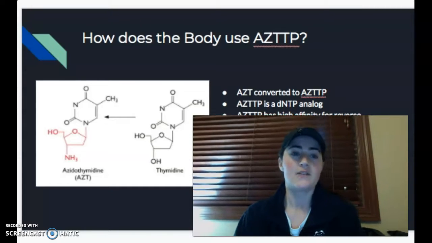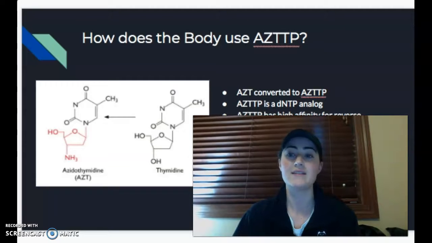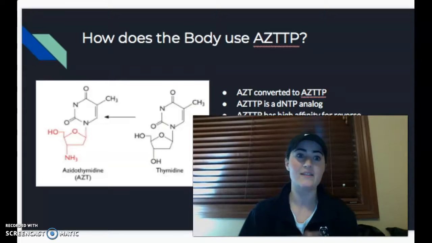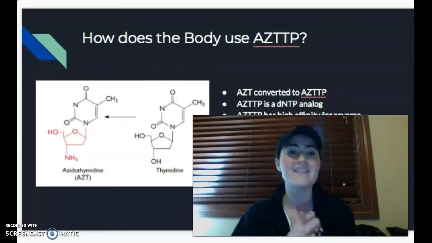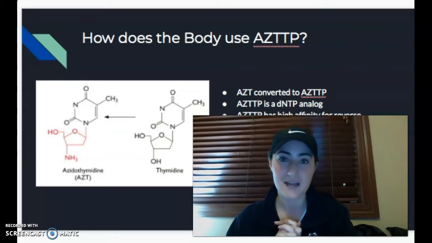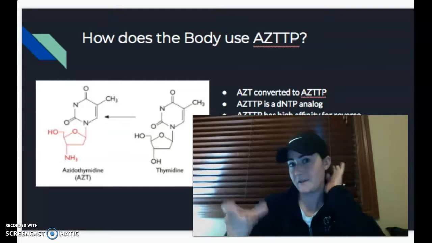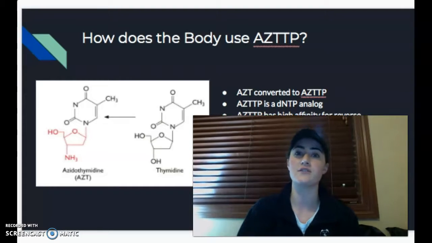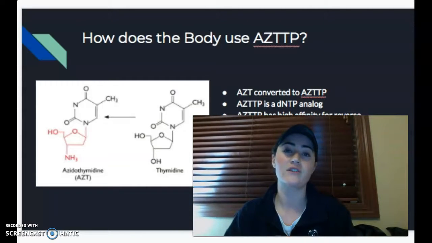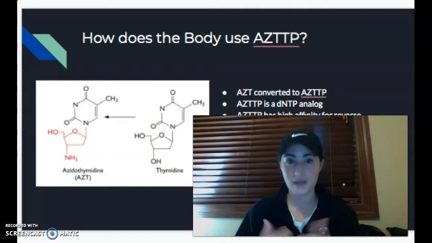So specifically for AZT, the first thing that happens is it has to be transformed into AZTTP. When it's taken up by the host cell, it's going to be converted to AZTTP by what's called a cellular kinase. Kinases are enzymes, and they add phosphate groups by taking a phosphate from an ATP. That ATP is then turned into an ADP, and then you have that extra phosphate, which the kinase uses to phosphorylate something. And so that's how AZT becomes AZTTP.